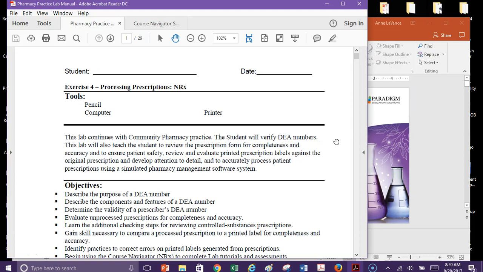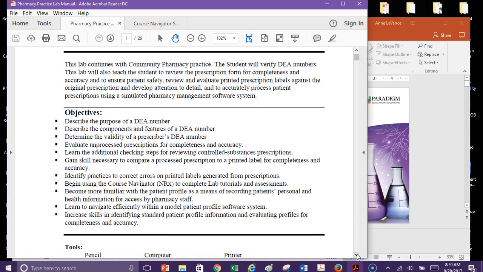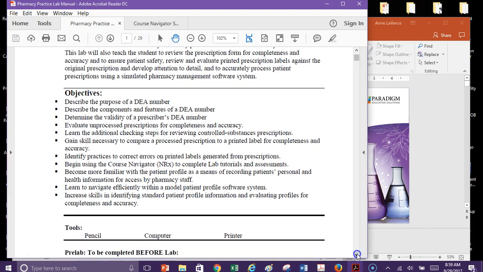review and evaluate printed prescription labels against the original prescription, and develop attention to detail, and to accurately process patient prescriptions using simulated pharmacy management software. So the objectives are in line with your textbook labs 3, 6, 7, and 9.